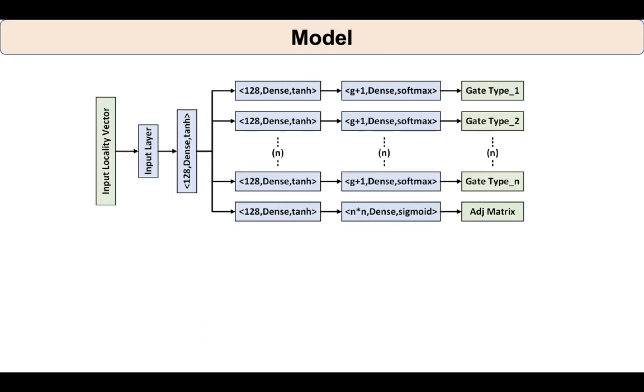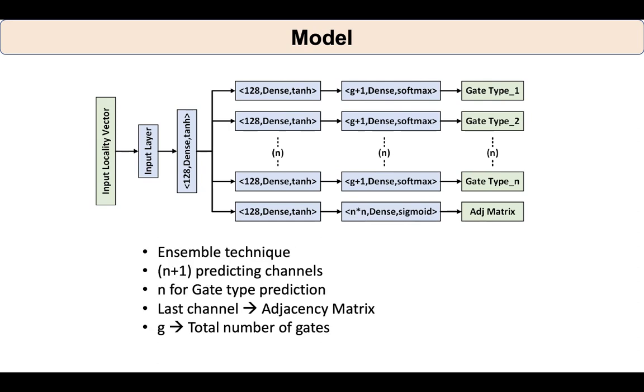Now this input will be fed into a 128 dense layer and each of them propagated into n plus 1 channels for predicting a locality of size n. The first n channels are for the n gate predictions and the last channel is for predicting the adjacency matrix of the locality subgraph. Mentioning again, G is the total number of gates in the standard cell library being used.